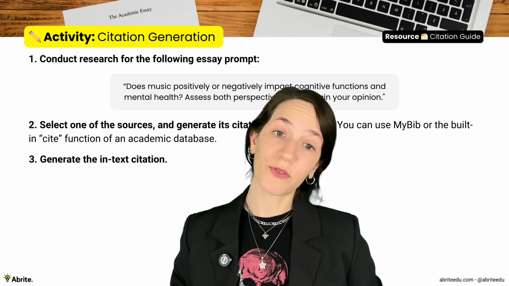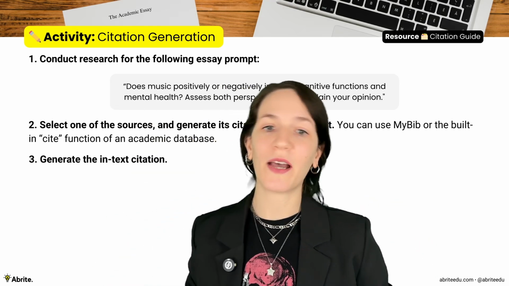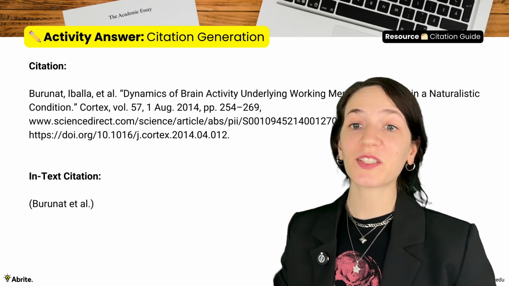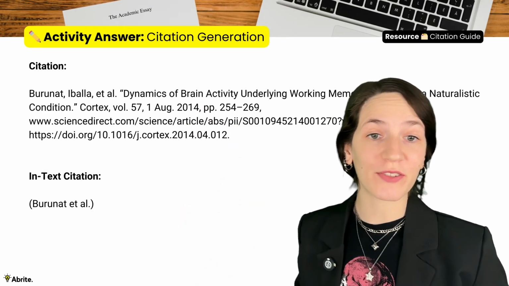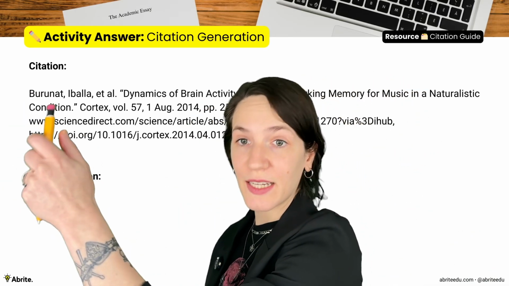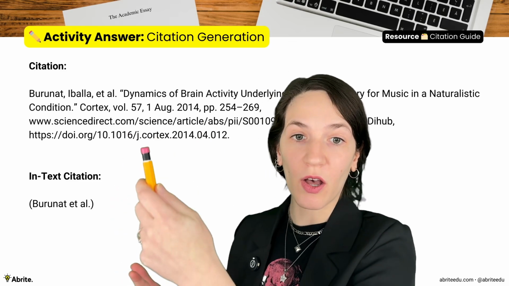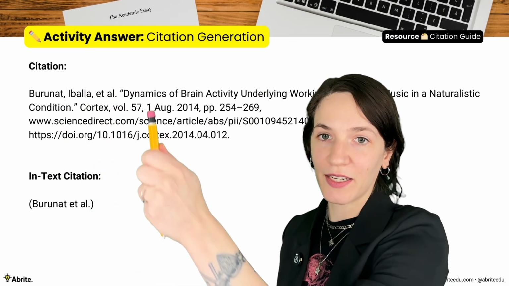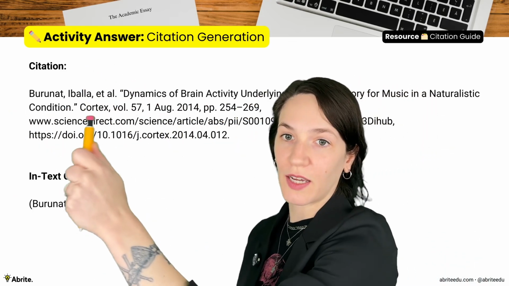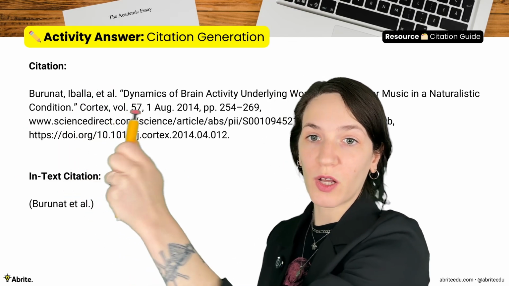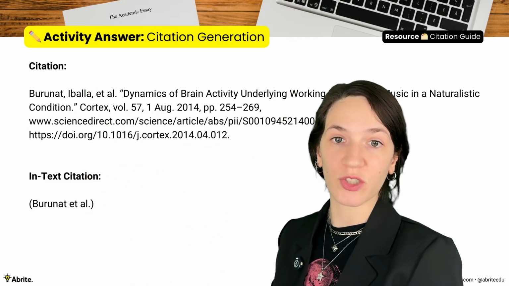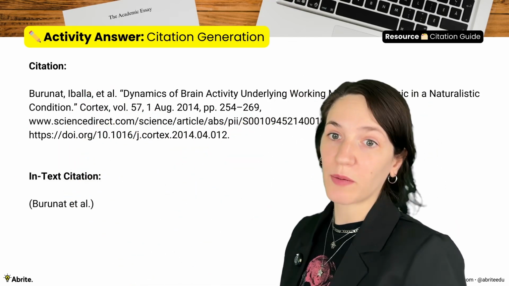All right, whenever you're ready, pause, complete the activity, and we'll look at a sample answer together. So this is the source I found and the citation that I generated in MLA. I put my author's last name and then their first name, and because there were many authors, I put et al. I included here the title of the article, the title of the actual journal, the volume number, the date, and the page numbers, and the link. And the DOI number was also included.